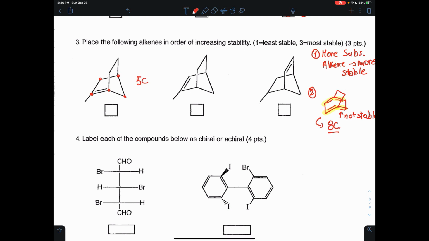Another thing to mention here, the ring doesn't have to be only this way. I can form a ring any other way, right? So I can also count 1, 2, 3, 4, 5, 6. That's still a 6 carbon ring, which is still not good. I want an 8 carbon ring for it to work. So that's automatically super unstable, and that will take number 1.